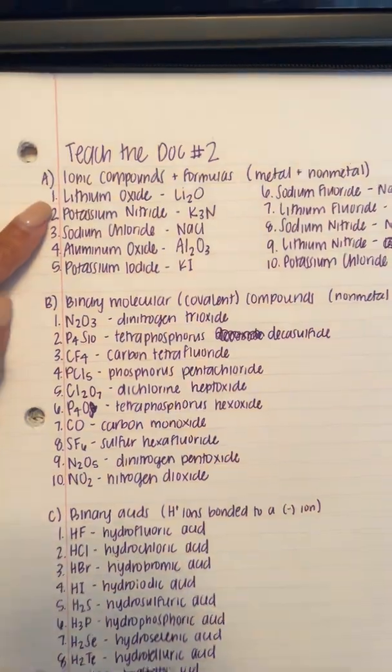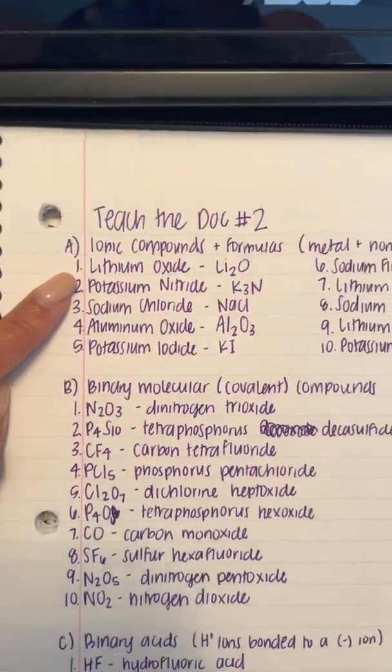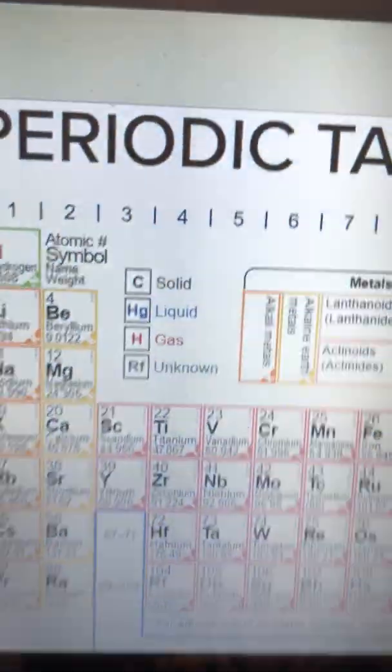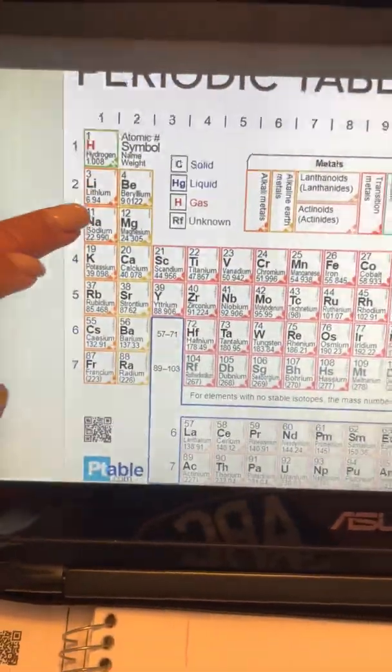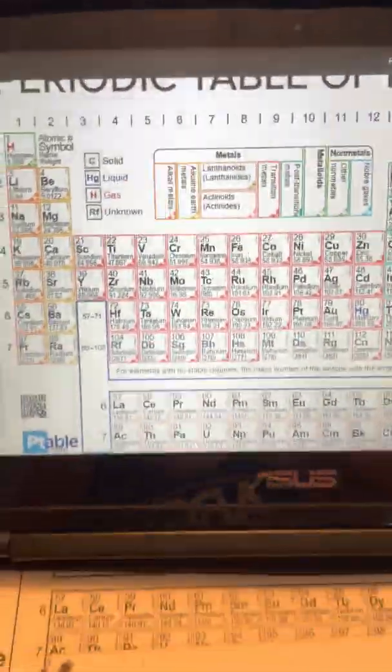So some examples I have are lithium oxide. So lithium right here, oops, I am touching things. Lithium right here is going to be a, write that down on this.